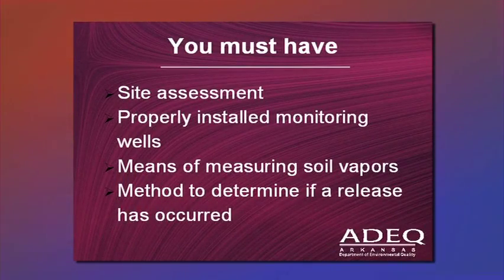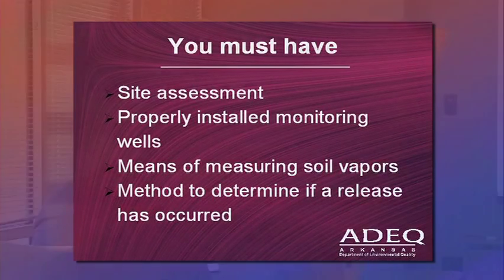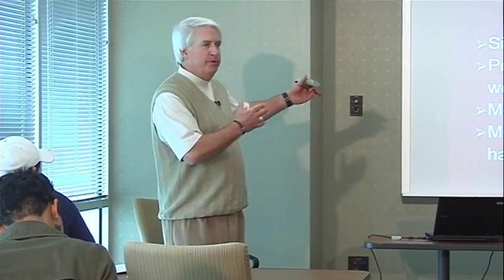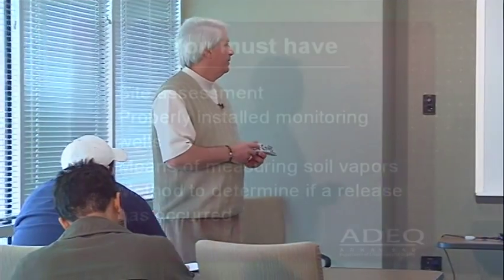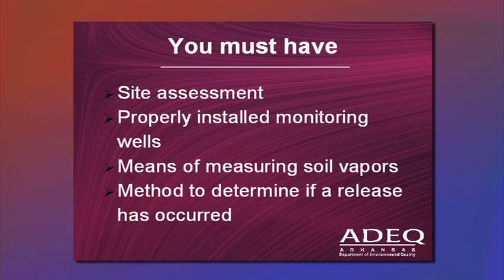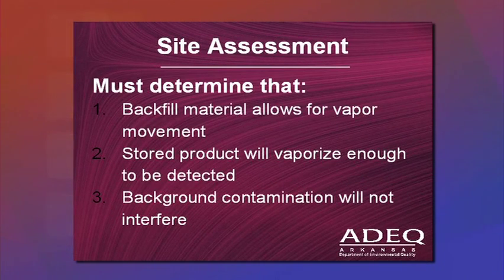To use vapor monitoring, you must have this site assessment. The site assessment is going to determine whether you can use this as a monthly release detection method. Basically, it's 5 hoops that you have to jump through. You have to have properly installed monitoring wells, which is done by the contractor that puts this in place and does the site assessment. You have to have either that PID or a sensor as a means of measuring the soil vapors. Your backfill material has to allow the vapor to actually move to the wells where it can be sampled.